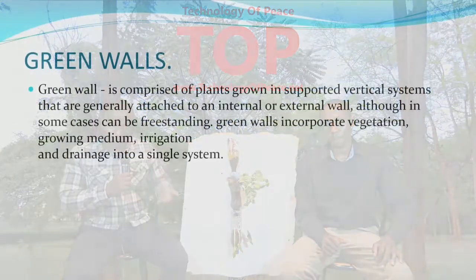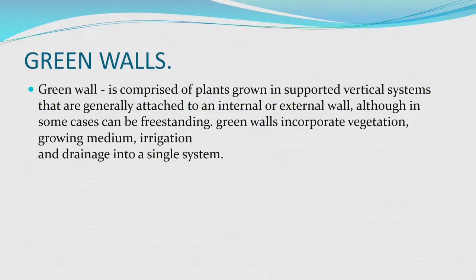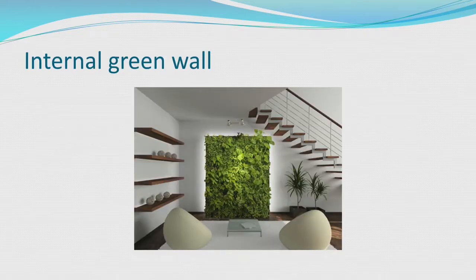So what we saw just before this is what we call a green wall. A green wall is comprised of plants grown in a supported vertical system that are generally attached to an internal or an external wall, although in some cases it can be freestanding. Green walls incorporate vegetation, growing medium, irrigation, and drainage into one single system. As you can see, this is what we call an internal green wall, a green wall that you can grow inside your house.